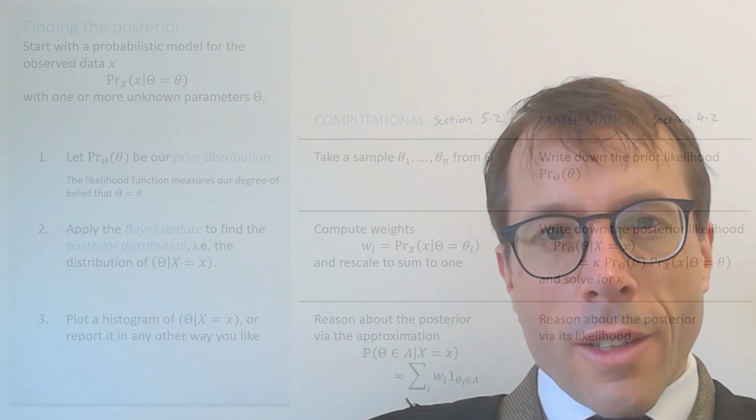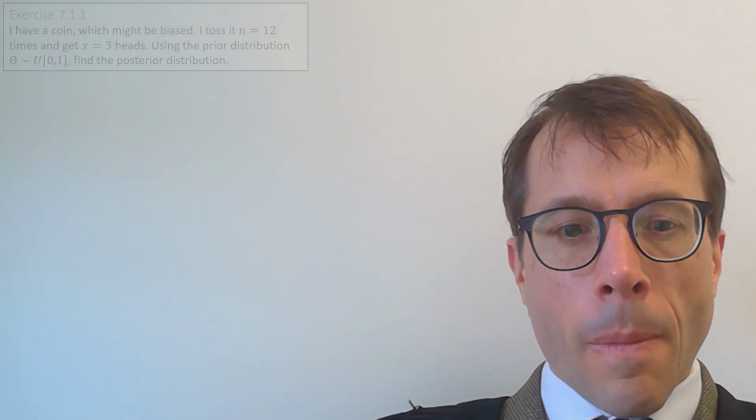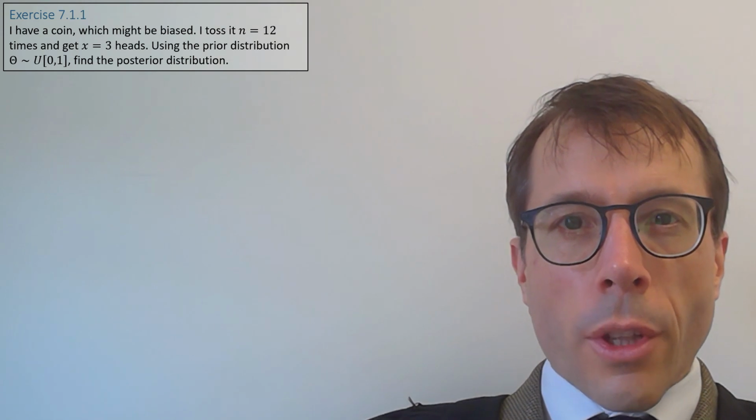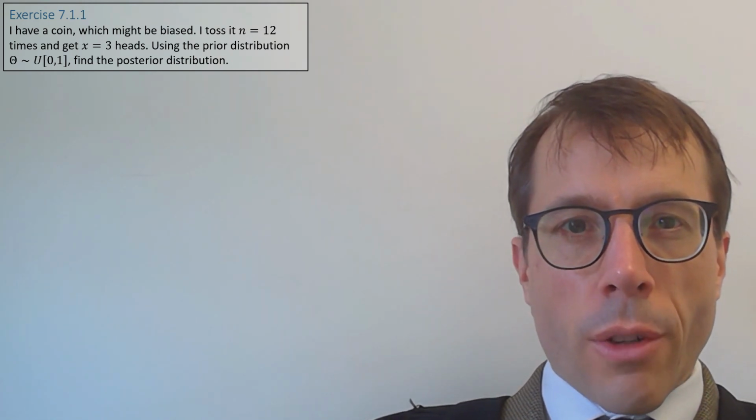That's the theory. Okay, let's use it. Let's work through some examples. I have a coin which might be biased, and so on. Using the prior distribution given, find the posterior distribution.